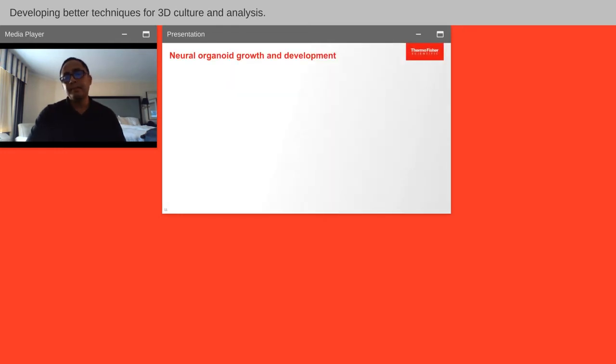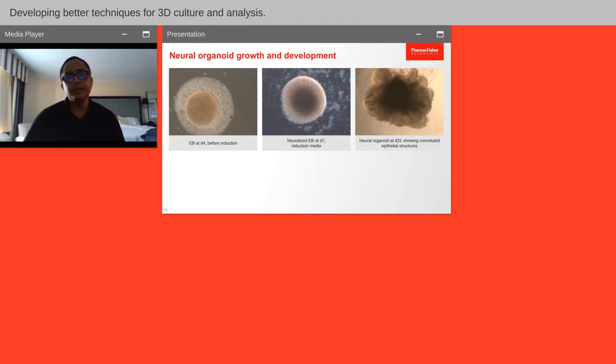Here we have some images which are found in the application note of what the cells should look like at different stages. The first picture is after the cells are placed in the low attachment plates. They're forming the cell aggregate, as you can see, and this is before the induction. So you start seeing the cells aggregate, forming a nice PSC spheroid.